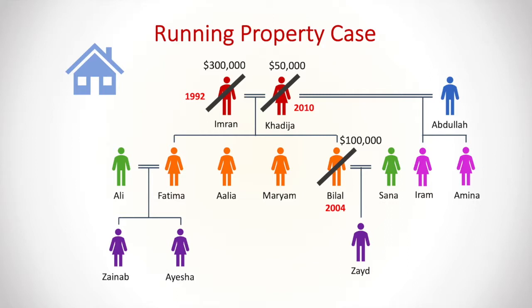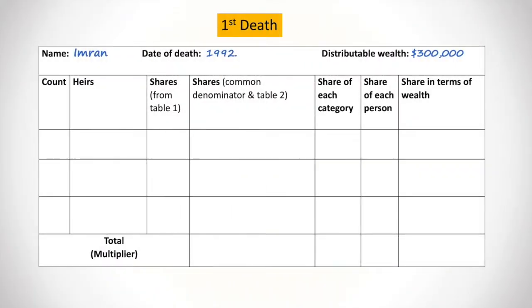What we need to do over here is go back to the first death, start over there and see who was alive at that time, then the next death, and then the next death. Let's do it. We go to our first death, which is Imran in 1992. His distributable wealth was $300,000.